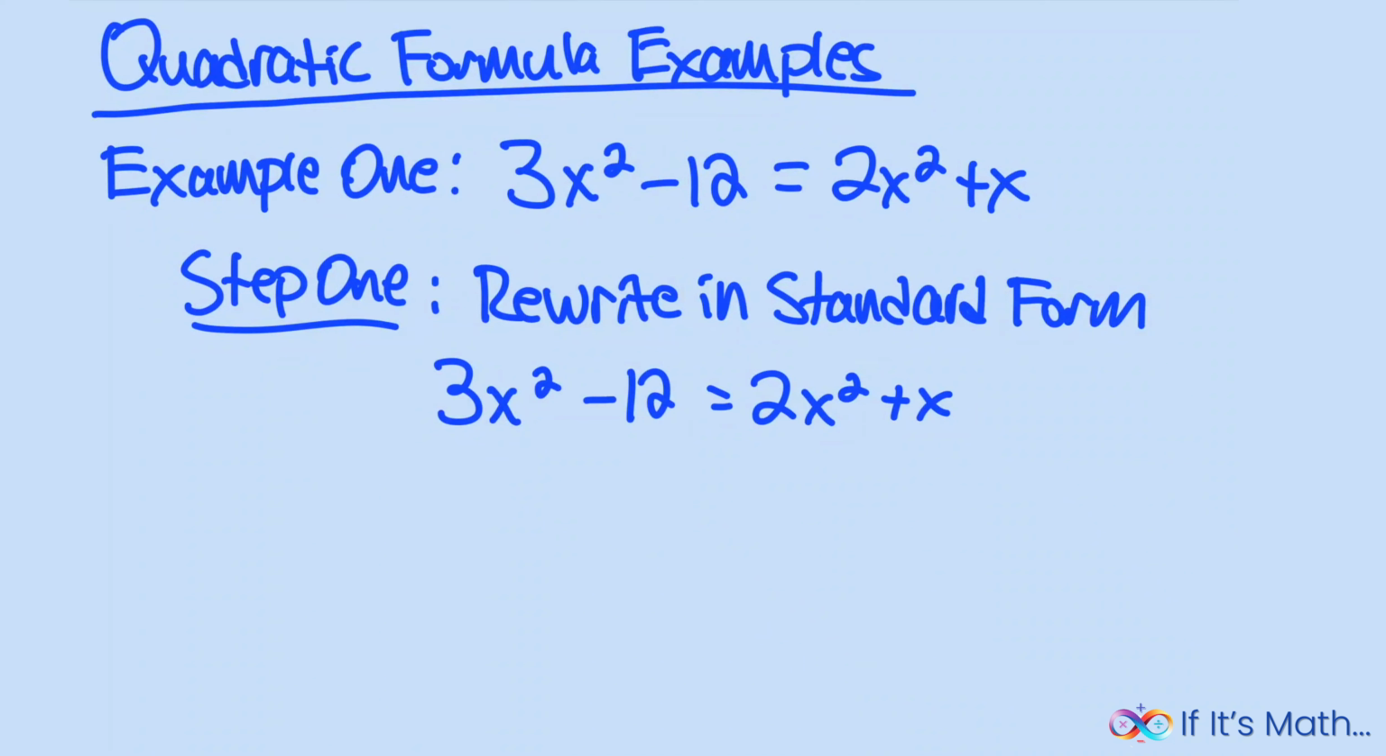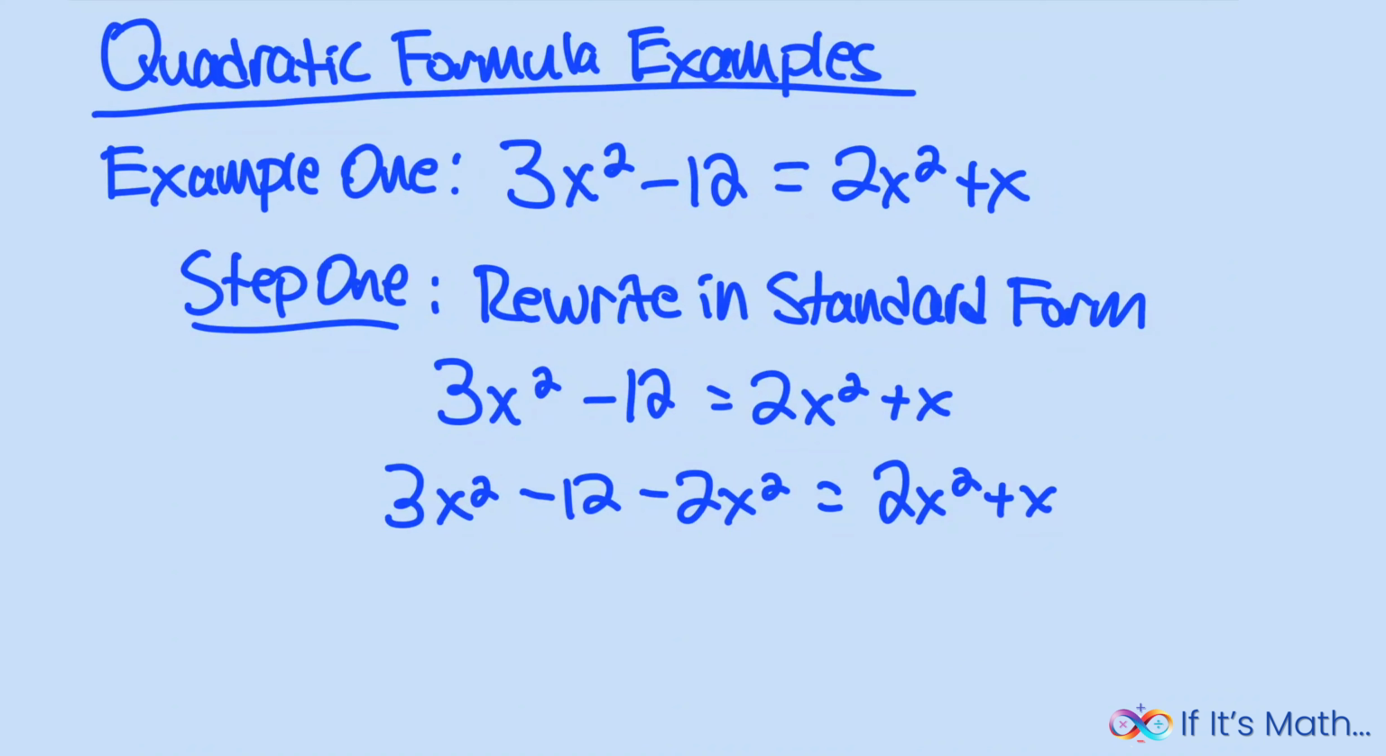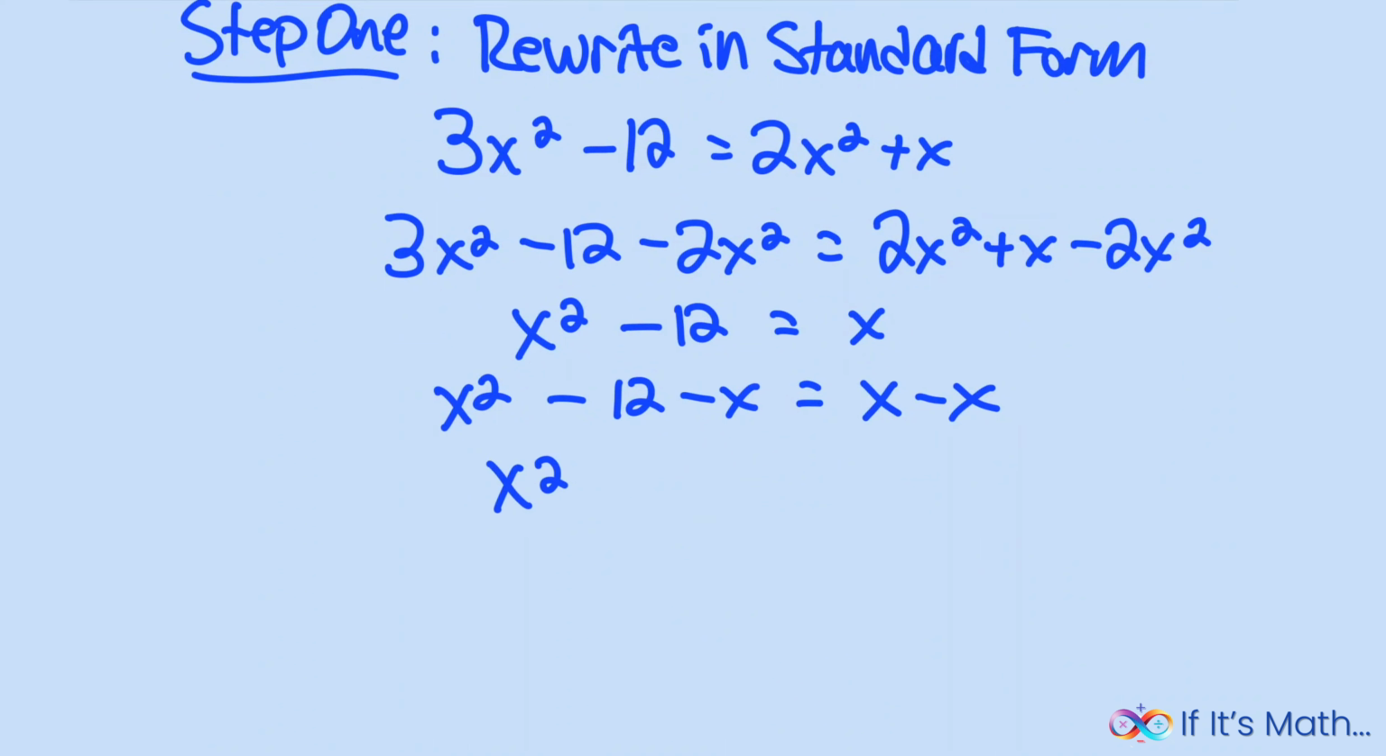The first thing we're going to do is get the 2x squared from the right side of the equation to the left, so we'll subtract 2x squared off both sides. That will leave us with x squared minus 12 equals x. Then we need to get that x to the left side, so we do x squared minus 12 minus x equals x minus x, which gets us to what we need: x squared minus x minus 12 equals 0. So a is 1, b is minus 1, and c is minus 12. That gives you the a, b, and c that you're going to need.